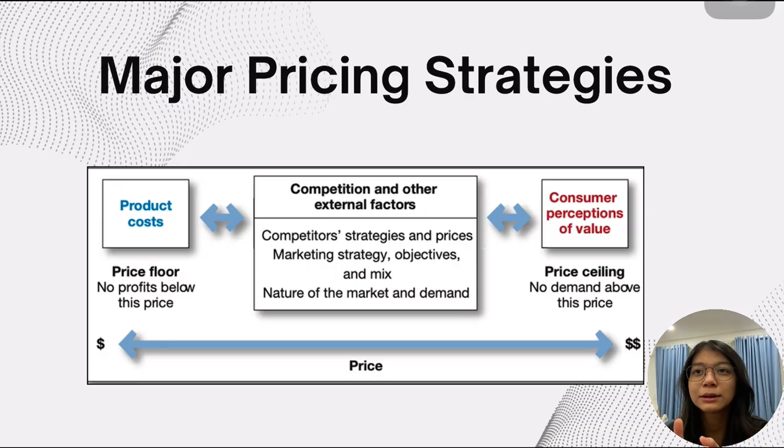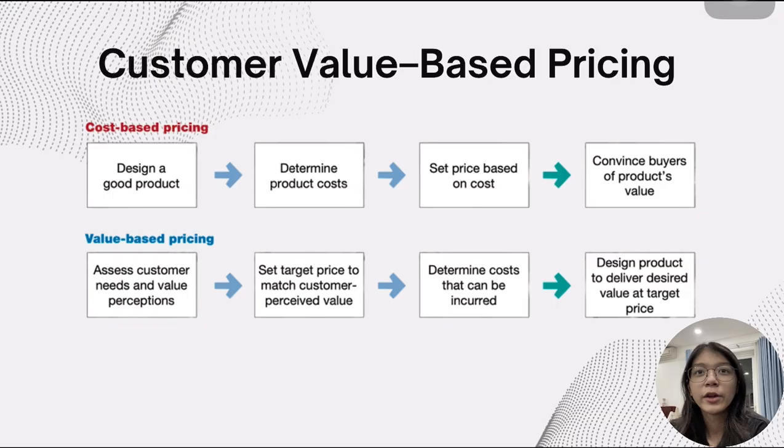So the lowest limit is set by the product cost, while the highest limit is set by the consumer perceived value. In between these 2 points, business must also consider competitors, market demand, and their marketing strategy. From this framework, there are three major pricing strategies. The first one is customer value based, next is cost based, and the last one is competition based pricing.